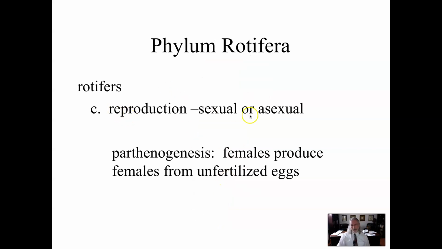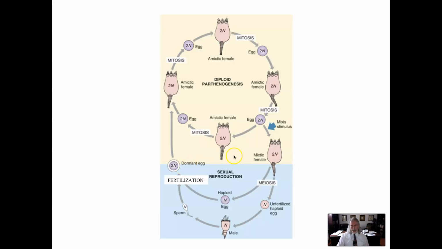The rotifers can reproduce either sexually or asexually. Their asexual reproduction is a unique type called parthenogenesis. The literal translation is virgin birth. In parthenogenesis, females produce female offspring from an unfertilized egg. So how is that happening?